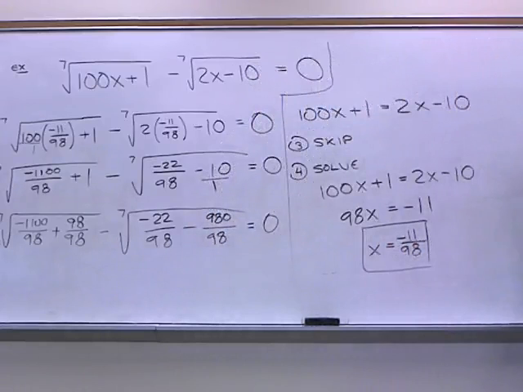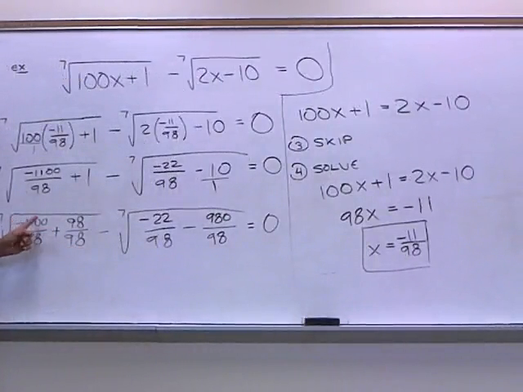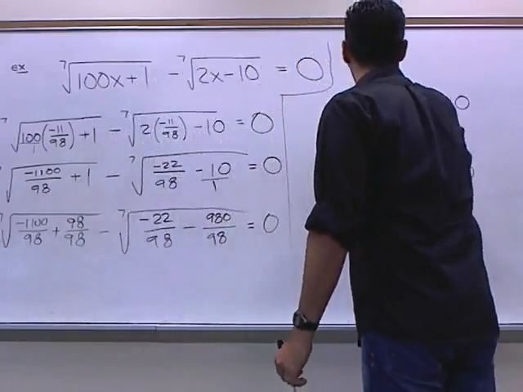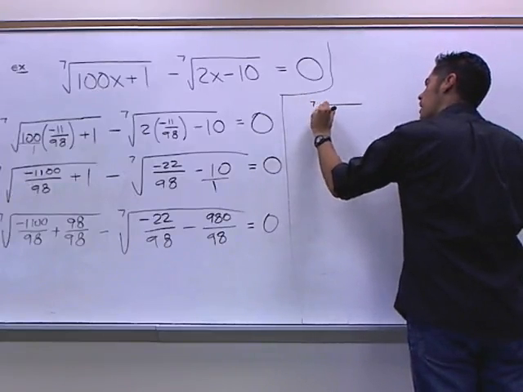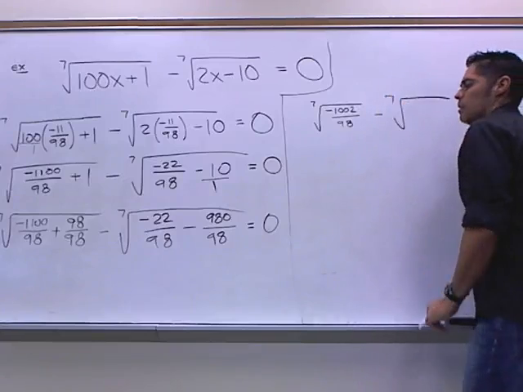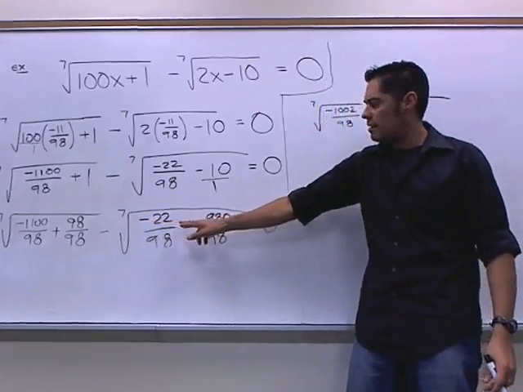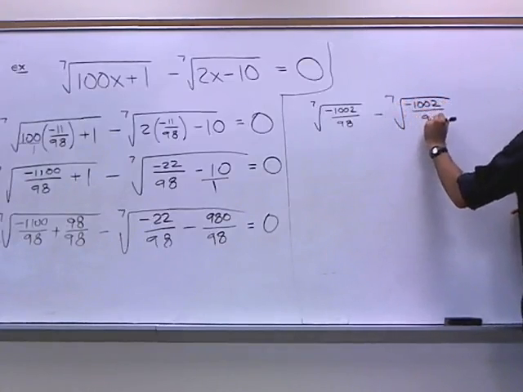Does that equal 0? The numbers are ugly here, right? If we have the same denominators and I want to add, don't I just take this and add it to this? Negative 1100 plus 98. What's negative 1100 plus 98? Negative 1002. Good. So we have the first one, 7th root, negative 1002 over 98. Then the other one's minus 7th root of, now here, don't we have the same denominator? So I take the negative 22 and I subtract 980. What's negative 22 take away 980 more? Negative 1002 over 98. Does that equal 0?